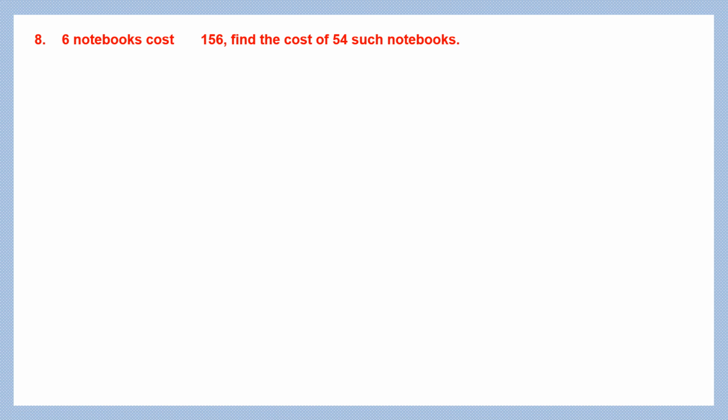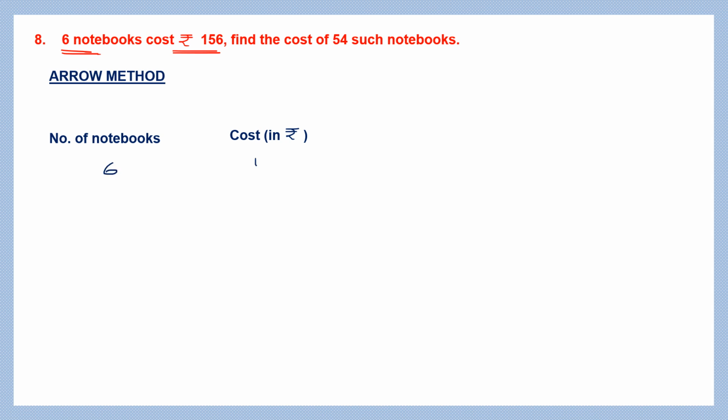Let's do the same thing in the arrow method here. So in the arrow method, we have to make two columns. So first we have the number of notebooks and then we have the cost. So let's make the columns. We have number of notebooks and we have the cost in rupees. Now let's fill in these columns. Number of notebooks is 6 and the cost is 156 rupees. Now here we are asked to find the cost of 54 notebooks. So we don't know the cost, so we're going to write X there.